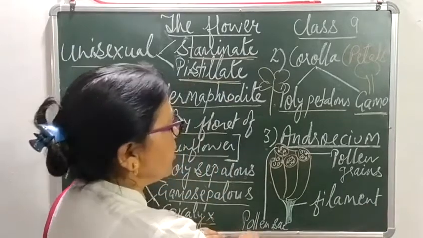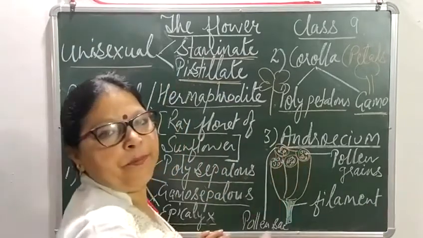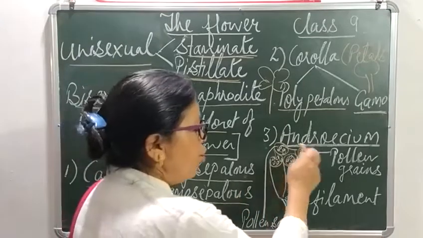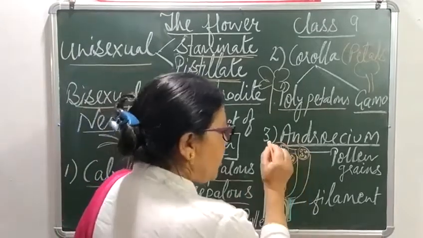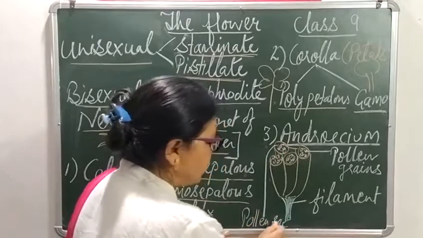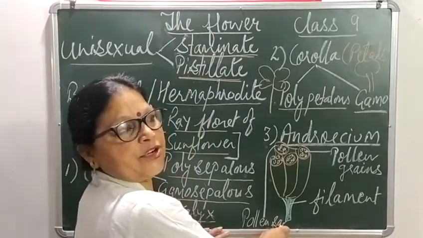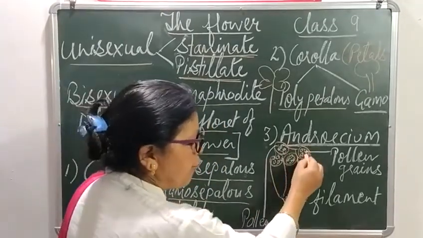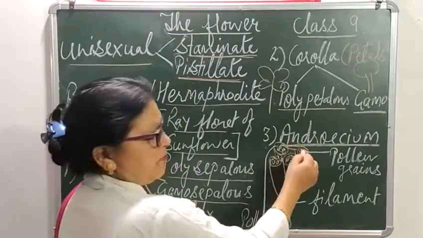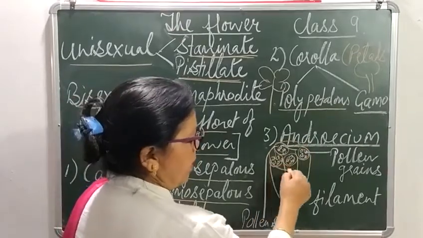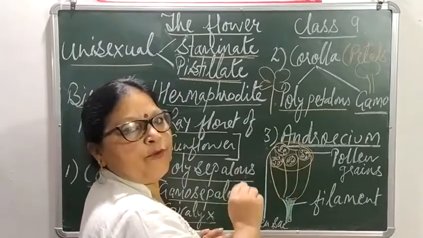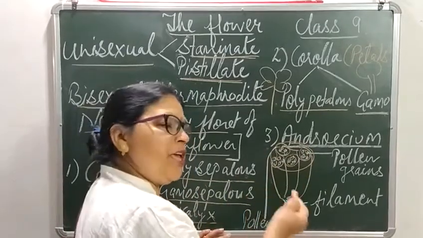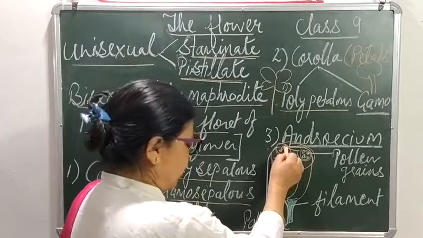Now anther is bilobed. Bi means two and lobed means parts. And each lobe has two pollen sacs. Sac means bag-like structure. So total there are 4 pollen sacs. This whole part, anther, is composed of 2 lobes. It is bilobed. Each lobe contains 2 pollen sacs.